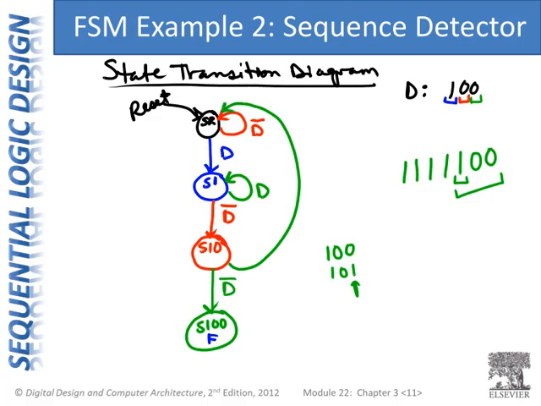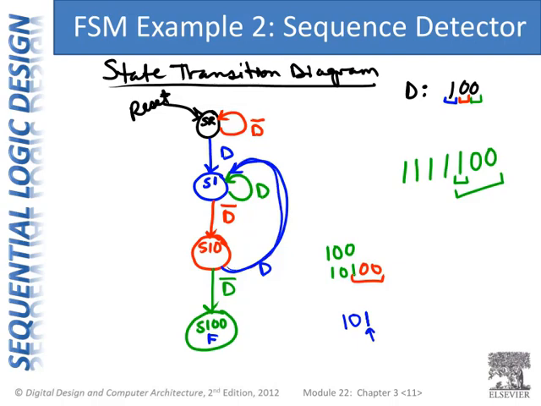But then we could miss, for example, this sequence. That 1 is potentially the first part of our desired sequence. And so what we actually want to do here is go to the S1 state if D is high. So if we're in the S10 state, we've gotten the first 1, 0, and if we get a 1, then we go to the S1 state to indicate we found the first bit in our desired sequence, the 1.